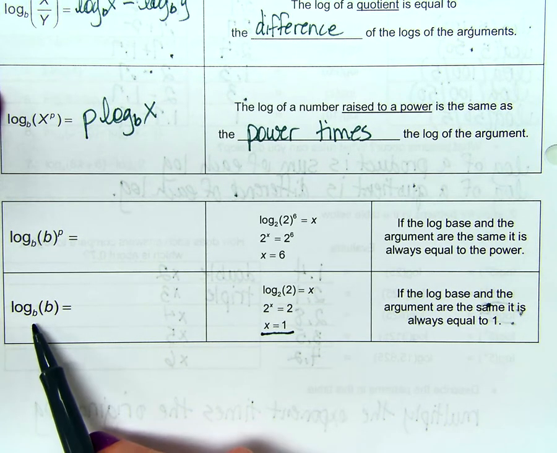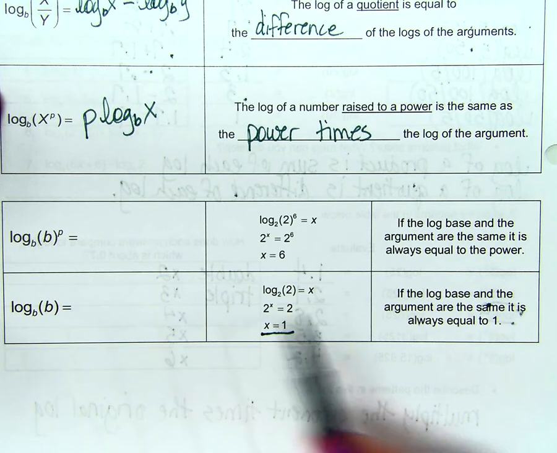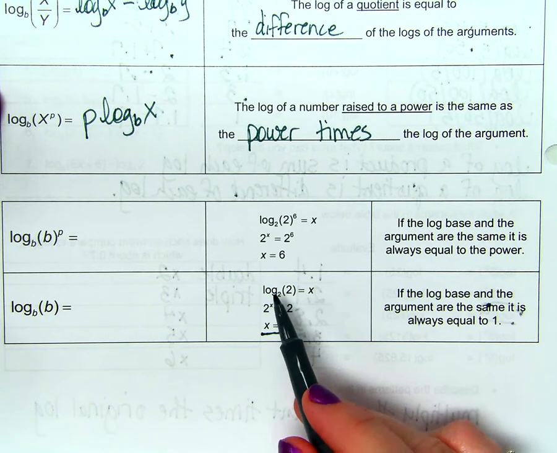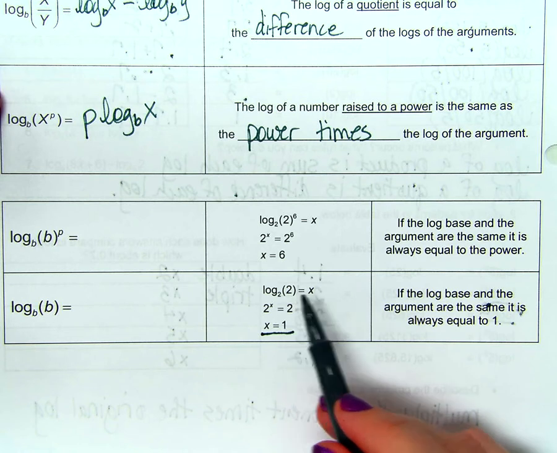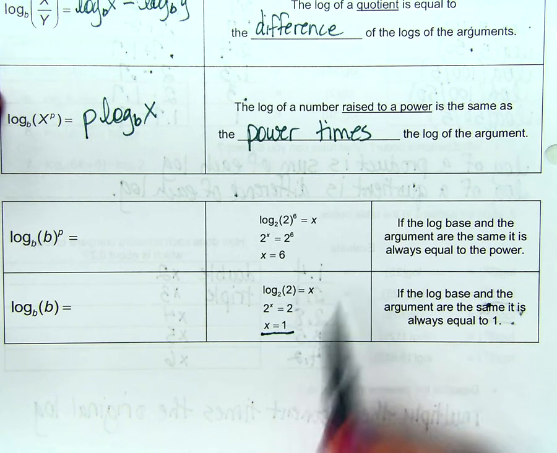Well, what if b was 5? Log base 5 of 5 equals x. So 5 to the x power equals 5. What if it was 23? Log base 23 of 23 equals x. 23 to the x power equals 23. Always 1.